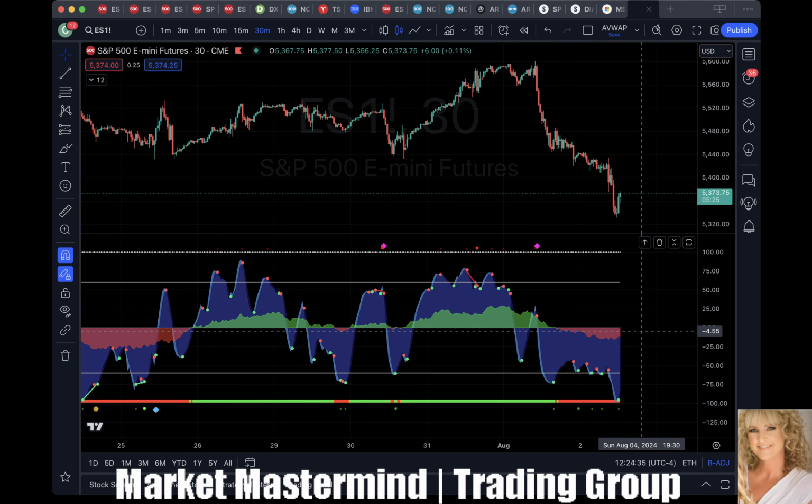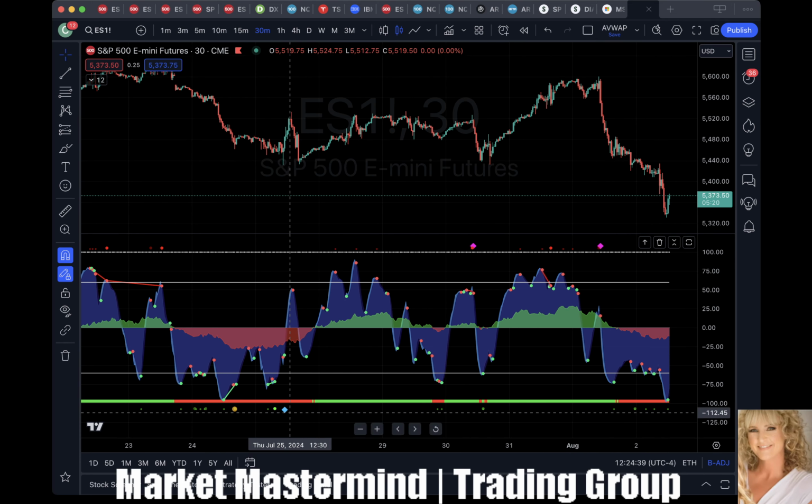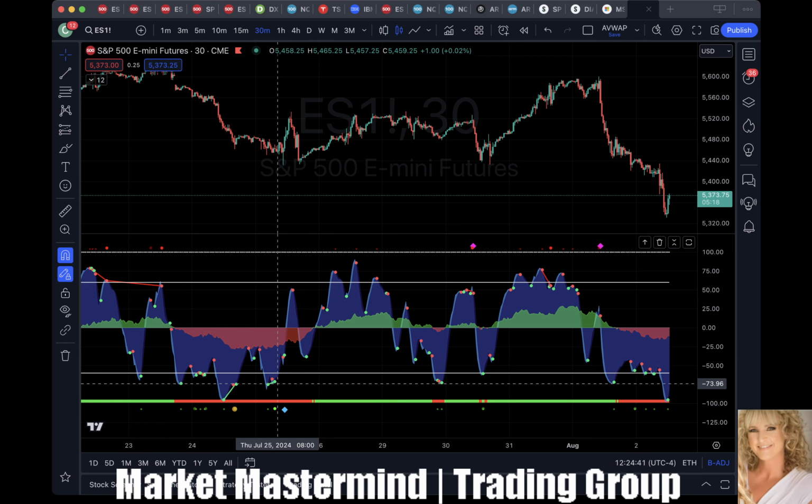And dig a little bit deeper into this. So when we have a green dot under red money flow, we can expect that there is potentially not as good of a bounce. Now, let me qualify something here.